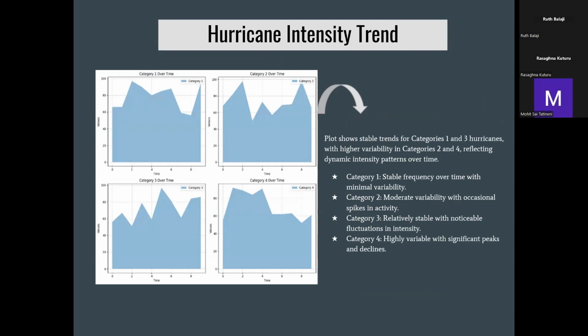Here is the intensity trend visualization where we can see that categories 1 and 3 are stable over time, while categories 2 and 4 exhibit higher variability, reflecting changes in environmental factors. These trends help us understand which hurricane intensities are more predictable versus those requiring closer monitoring.